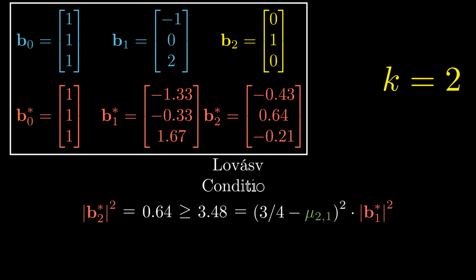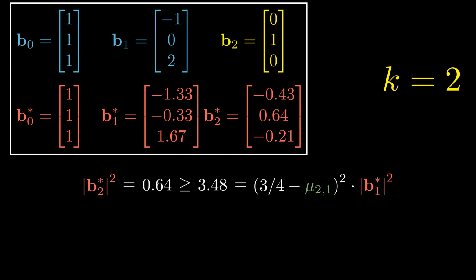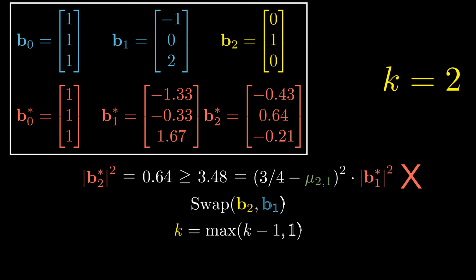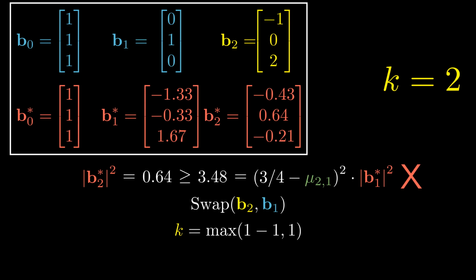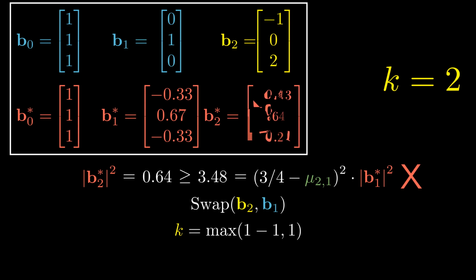From here, we check the Lovasz condition yet again. This time, we do not satisfy the Lovasz condition, so we must swap the vectors b1 and b2. We update our Gram-Schmidt vectors, and we also set k equal to 1.